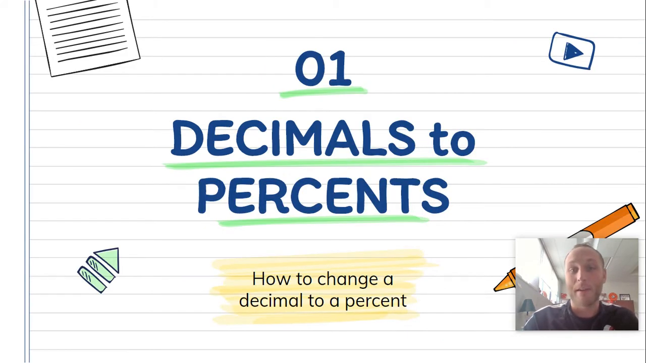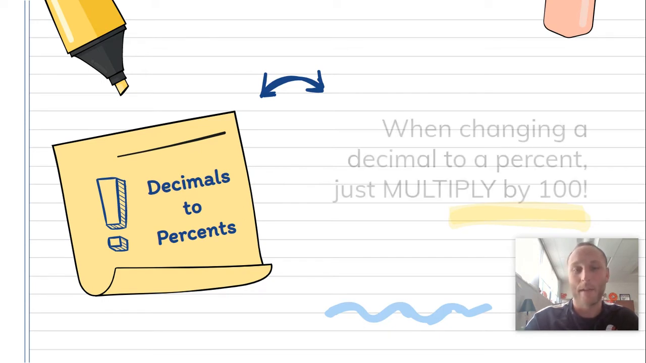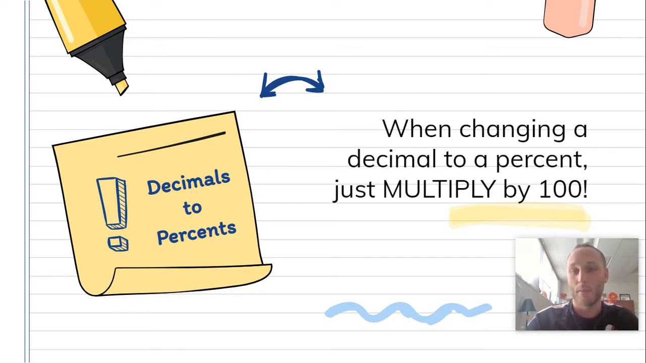So let's start by talking about decimals to percents and how to change a decimal to a percent. When you were thinking about a decimal, you were thinking about a number that has a decimal point in it. And if I wanted to change that to a percent, this is all you have to remember. Anytime you are changing a decimal to a percent, you are just going to multiply by 100.